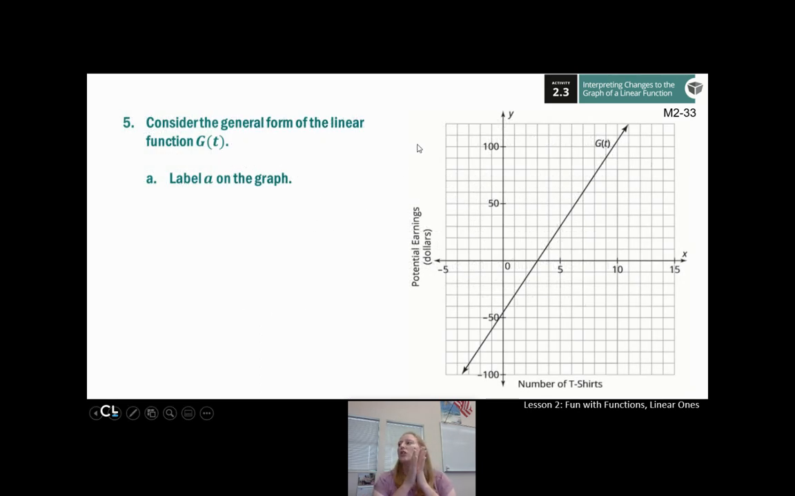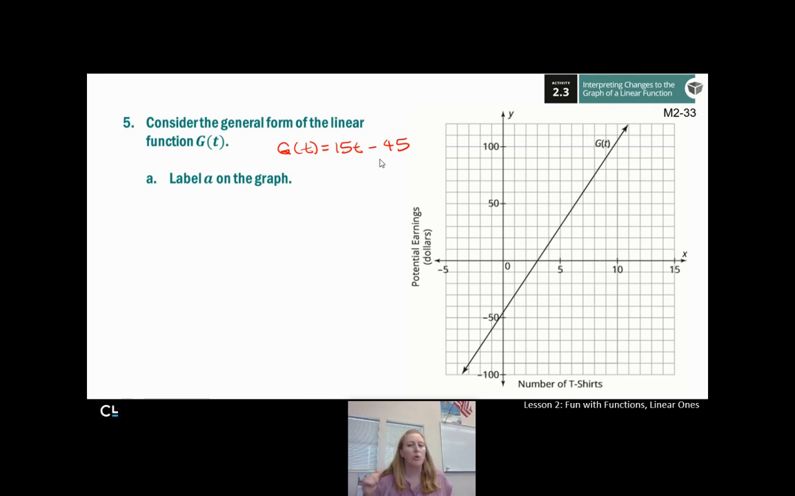So consider the general form of our function g of t. The general form, if you recall, was Myra's version of the equation, which looked like this: 15t minus 45, right? That was the general form of our equation. And using this, I just want you to give me a few things.